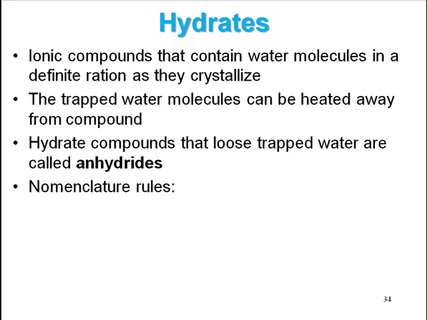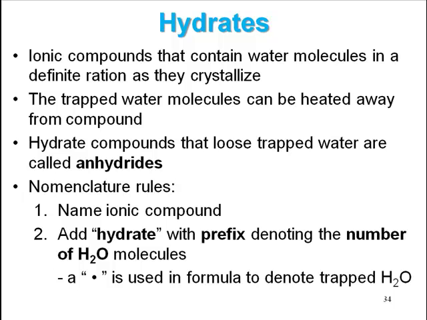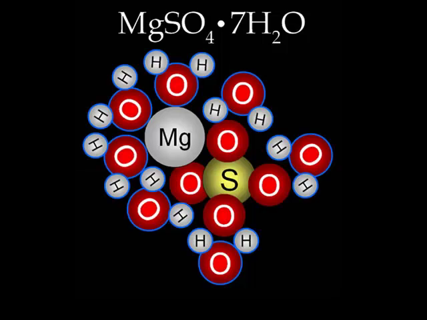Now, nomenclature rules for the hydrates. First, you name the ionic compound, so sodium chloride, magnesium sulfate, whatever it is. Then you add the word hydrate with the prefix denoting the number of water molecules. A dot, which looks like a multiplication symbol, is used to denote trapped water molecules. So you put a dot after the ion name, and then you write out how many water molecules there are.